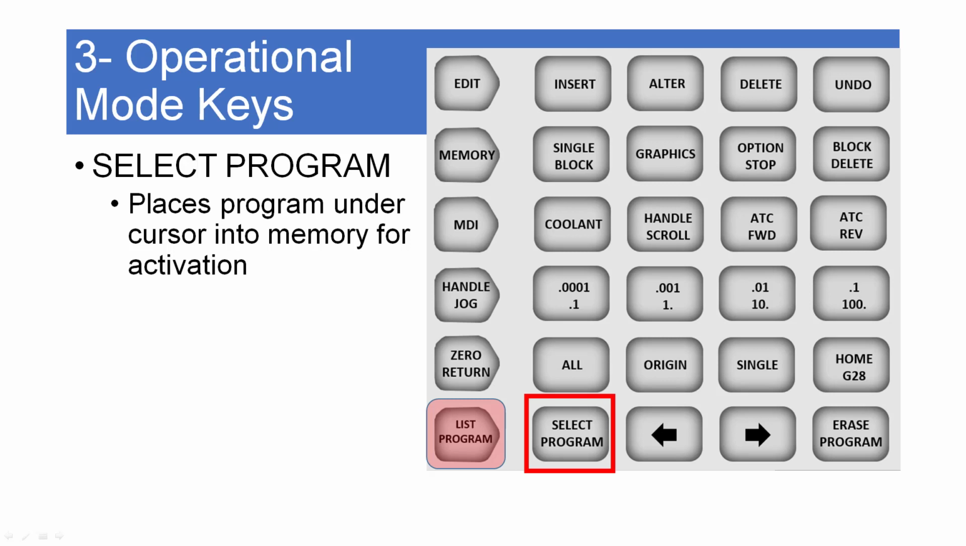Transferring a program into the machine onboard memory is different than selecting the program to run. The active program will be indicated on the list programs page by the letter A in the classic control or a small asterisk in the next gen control.